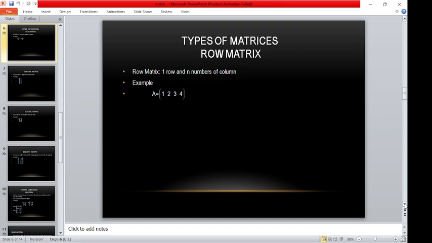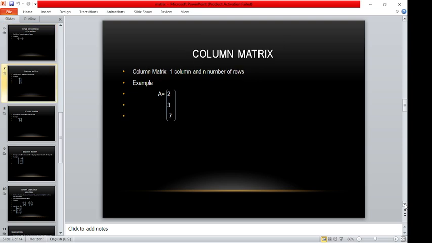We are going to the types of matrices. Number 1, we are going to talk about the row matrix. The row matrix is given by 1 row and n number of columns. For example, matrix A has 1 row and 4 columns. That is the row matrix. We go to the column matrix. The column matrix is given by 1 column and n number of rows. For example, matrix A has elements 2, 3, and 7. This matrix A has 3 rows and 1 column. So that is a column matrix.